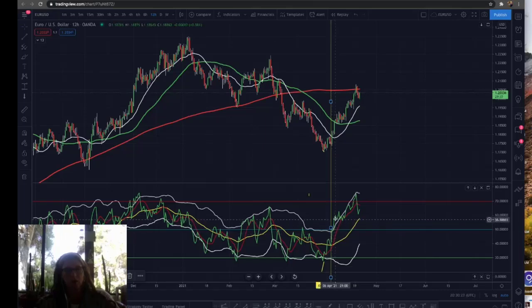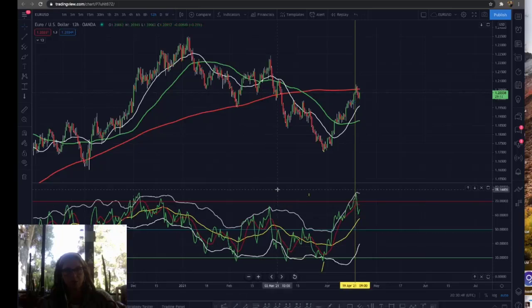So as long as your 12-hour is pulling this band up with it, I would not exit until it reached the 70 mark. Or I was seeing bearish divergence. So right here, we do have bearish divergence between these 2 points.